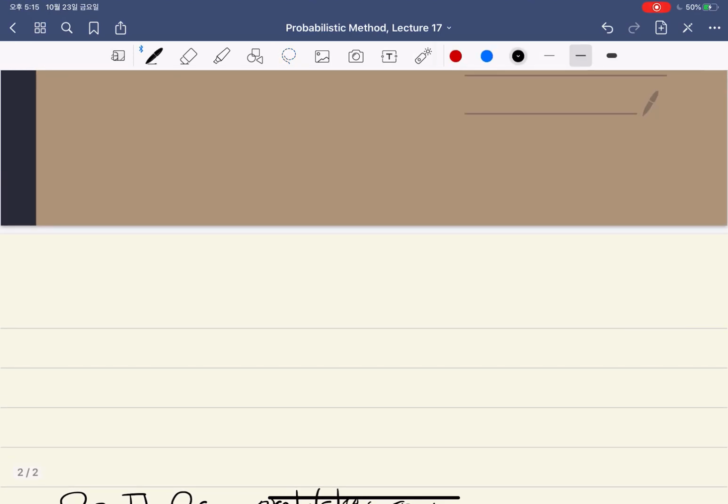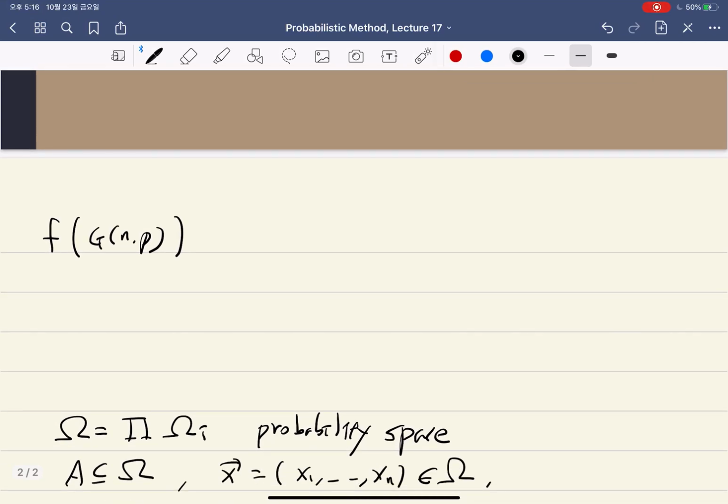Basically we want to consider a random graph, and say we consider some function on the graph. And we want to show that this function is concentrated around the median M. How we want to do it is we consider all the graphs whose F value is at most M. Then this takes up half of the measure of this probability space.